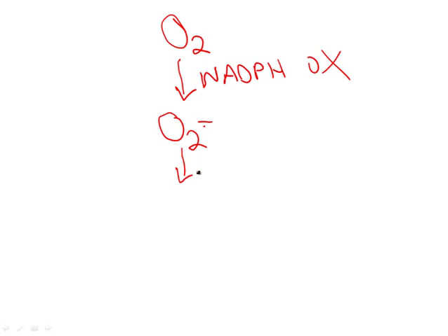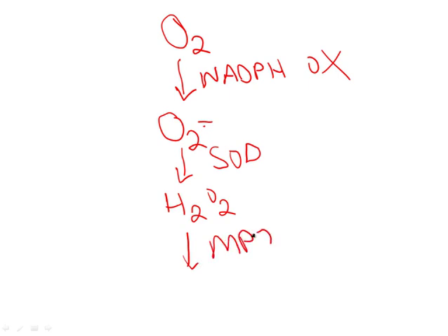Very quickly, in an almost instantaneous reaction, superoxide will be taken by superoxide dismutase, which is an enzyme that we've already covered, and superoxide dismutase will convert this superoxide into hydrogen peroxide. And then hydrogen peroxide will be grabbed by myeloperoxidase, MPO, and converted to bleach, which is basically HOCl. And HOCl is the key molecule that is then going to destroy the organism.